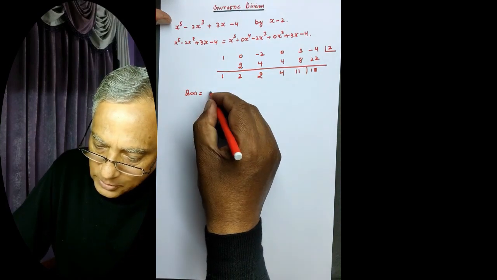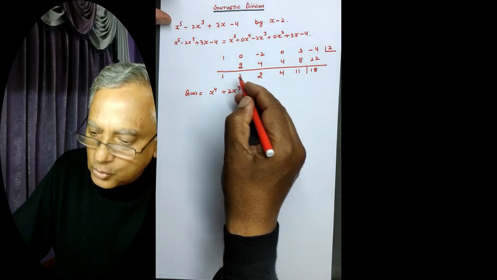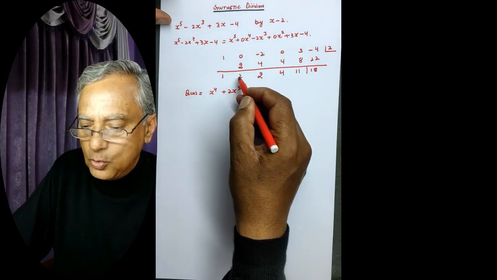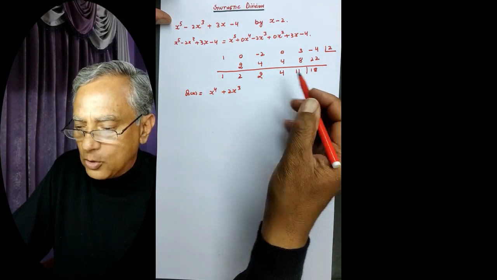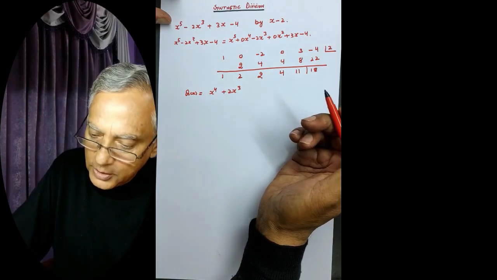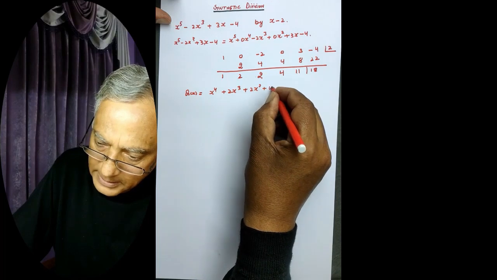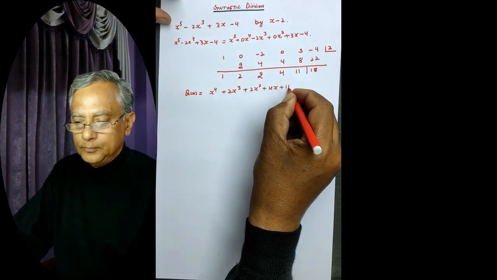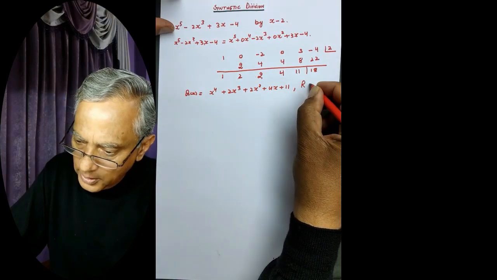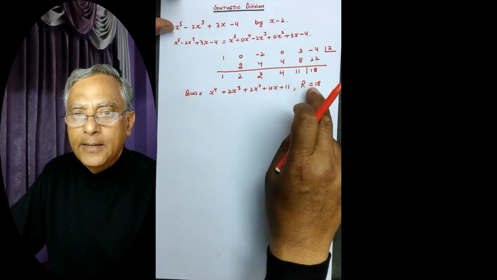From here we get x4 plus 2x cube, and so on, down to the constant. You can calculate from here also. So what we get is this plus 4x plus 11, and the remainder is equal to 18. So this is the quotient and this is the remainder.